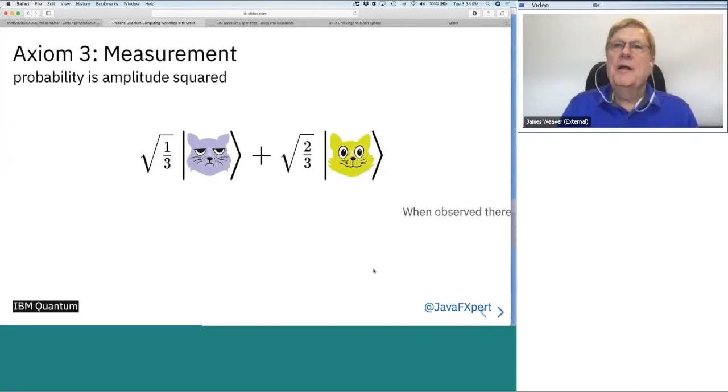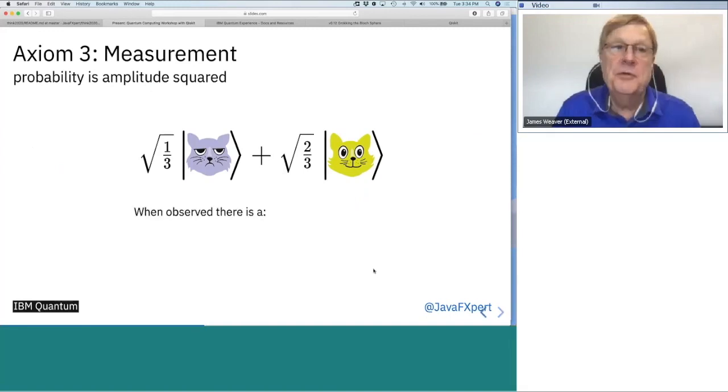Well, you're doing quite well. You've done 2 of the 3 axioms of quantum mechanics that I'm going to talk about today. The third one is this idea of measurement. So my cats are in this quantum state, but now let's say I want to observe my cat and find out, is my cat grumpy or happy? I can't know his exact state in the quantum world. Nature doesn't allow us to look into the quantum world like that.